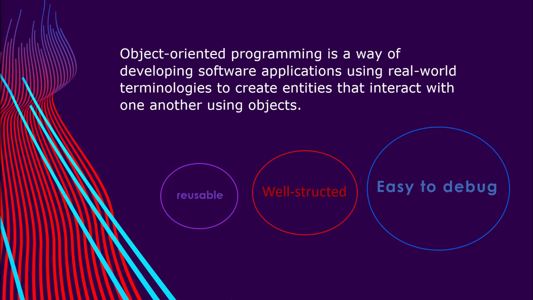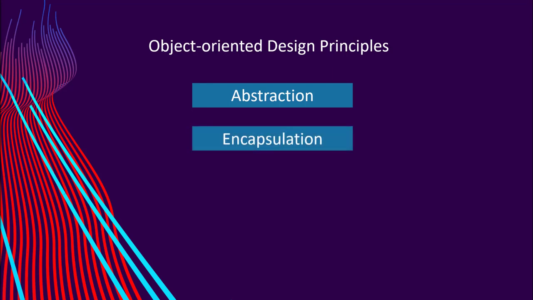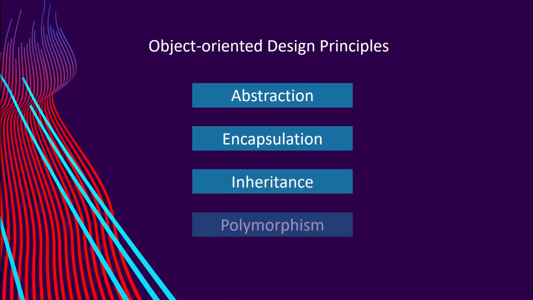Object-oriented programming makes applications flexible, easy to change or add new features, reusable, well-structured, and easy to debug and test. Object-oriented design principles. There are various object-oriented principles and techniques using which you can develop applications that are maintainable and extendable. The following are 4 main principles of object-oriented programming. 1. Abstraction. 2. Encapsulation. 3. Inheritance. 4. Polymorphism.